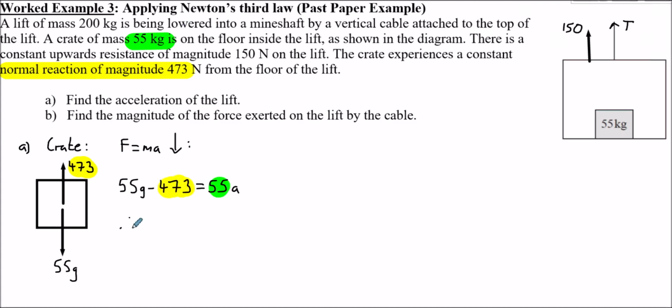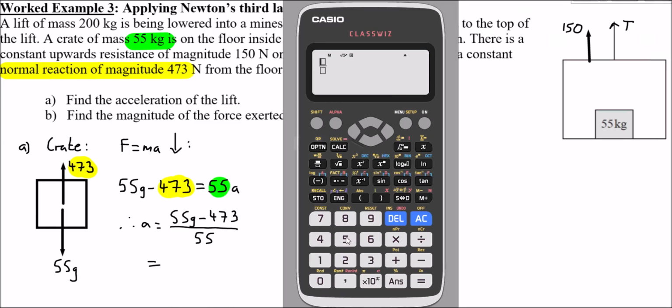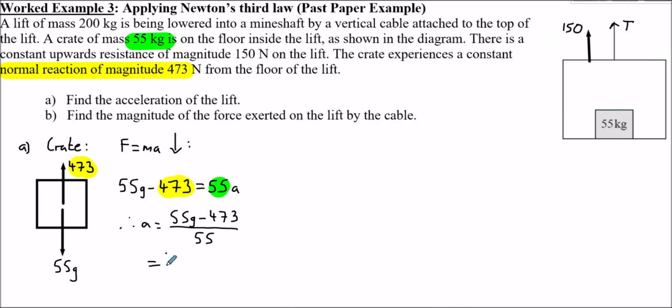So therefore, a is just going to be 55g minus 473 divided by 55. And if we work this one out, 55g means 55 multiplied by 9.8 minus 473, all of that over 55. That equals 6/5, which is 1.2 meters per second squared.